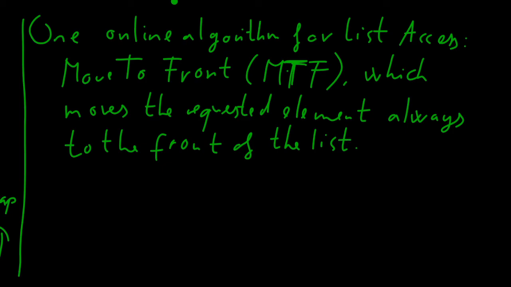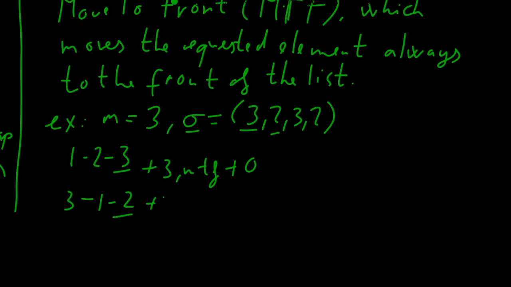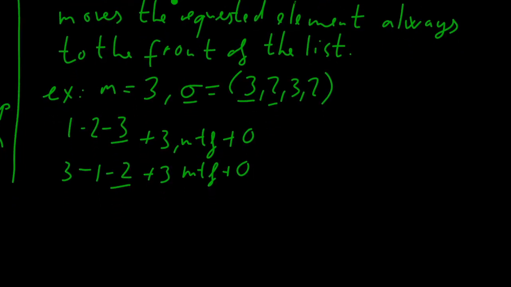Okay, so for example, if I have the m equals 3 scenario with sigma equals 3, 2, 3, 2, then what do I have? I have 1, 2, 3, and then 3 is requested, so it costs 3, but it's moved to the front for free. So it's 3, 1, 2. Then 2 is requested, again a cost of 3, and moving to the front for free, so we have 2, 3, 1.